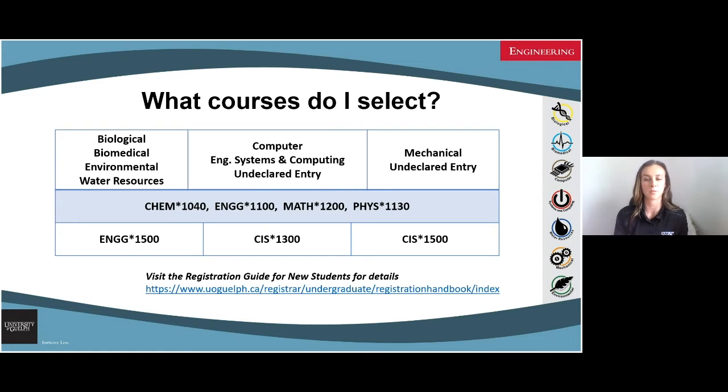So the differences between CIS 1300 and CIS 1500. CIS 1300 is the prerequisite to future computer courses. So if you're thinking of going into computer engineering or systems and computing, then definitely choose CIS 1300. If you are going to go into any of the other streams and you're undeclared, then you can choose CIS 1500.